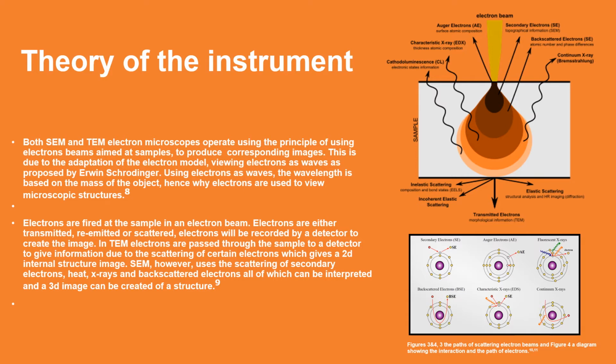In the top right, there is a diagram displaying all the types of data a sample can emit, and the corresponding electron microscopy technique. And at the bottom there, you can see a diagram of how some electrons can interact with atoms of a sample to subsequently create an image.